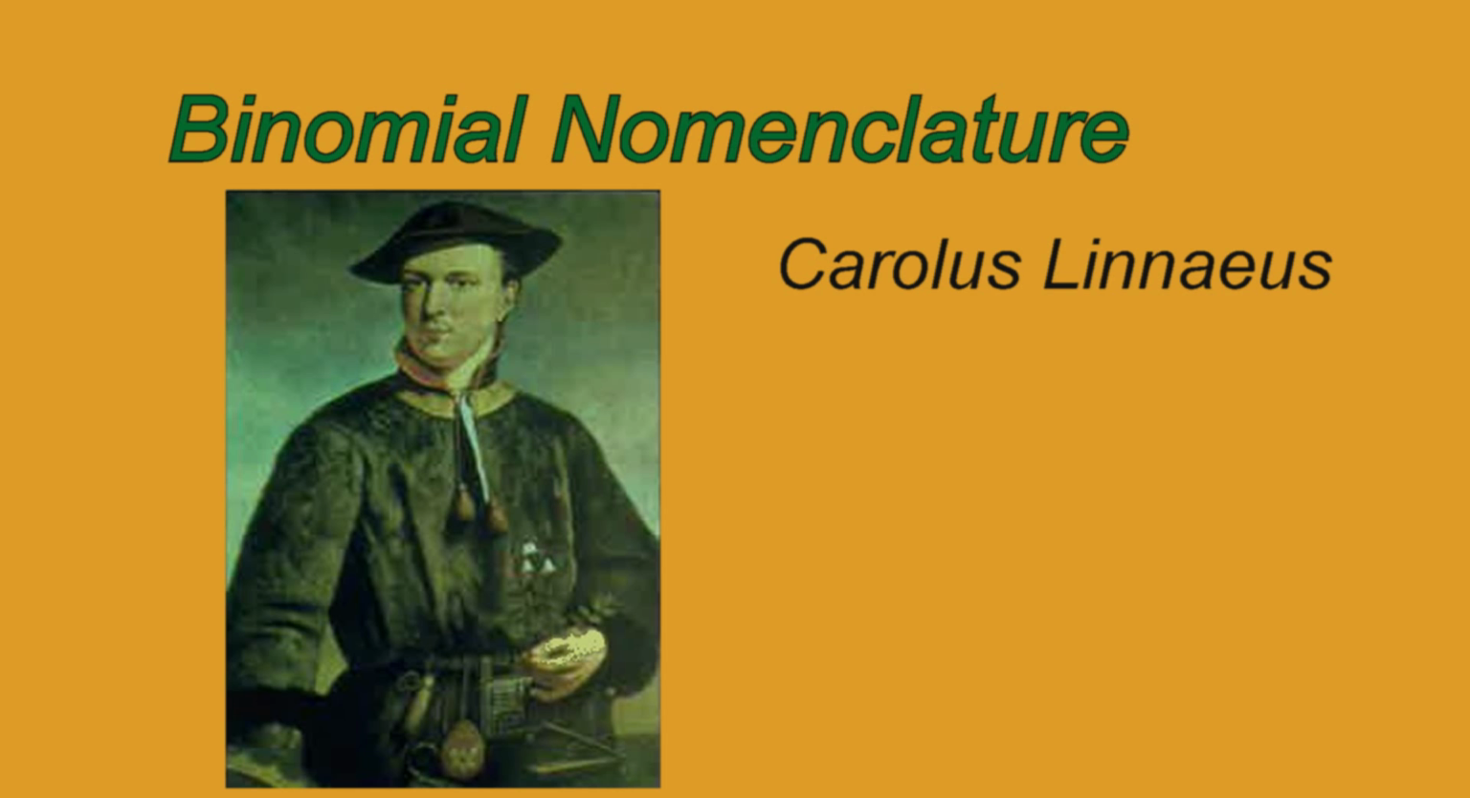So a major step was taken by Carolus Linnaeus. We see the picture here. He was a Swedish botanist who lived during the 18th century. He developed a two-word naming system called binomial nomenclature. Binomial nomenclature. This system is still in use today.